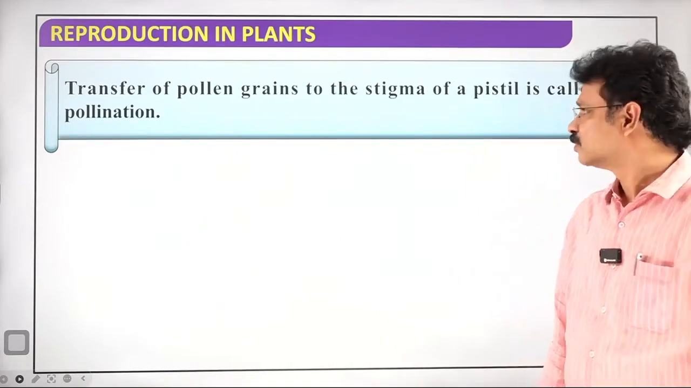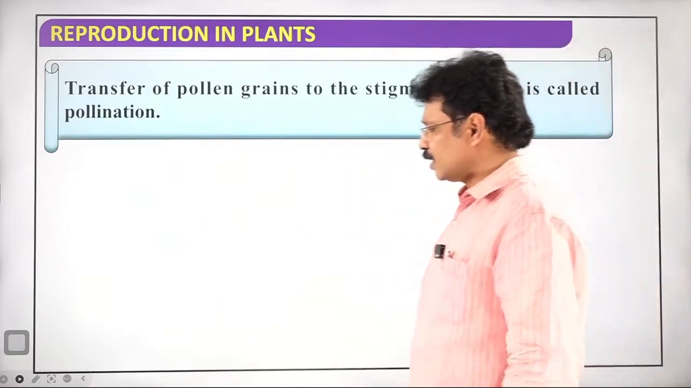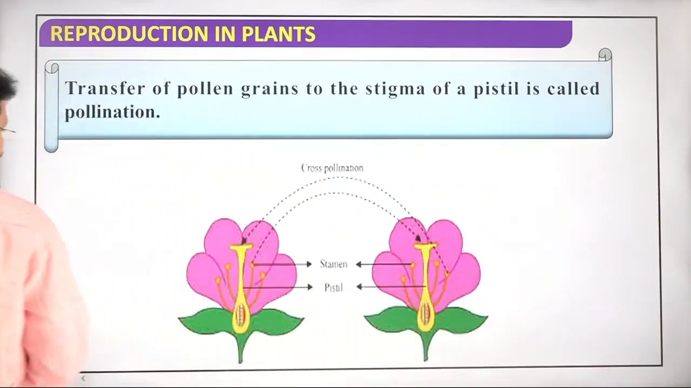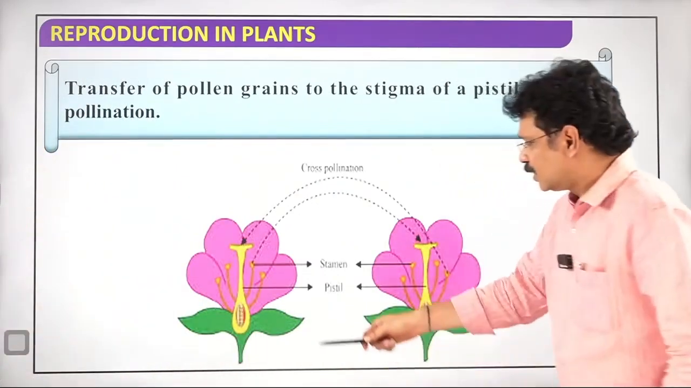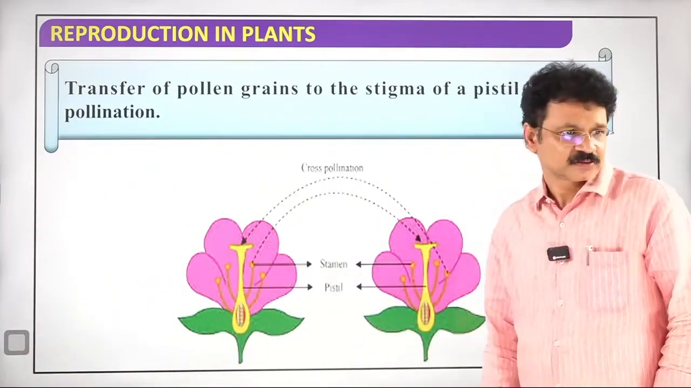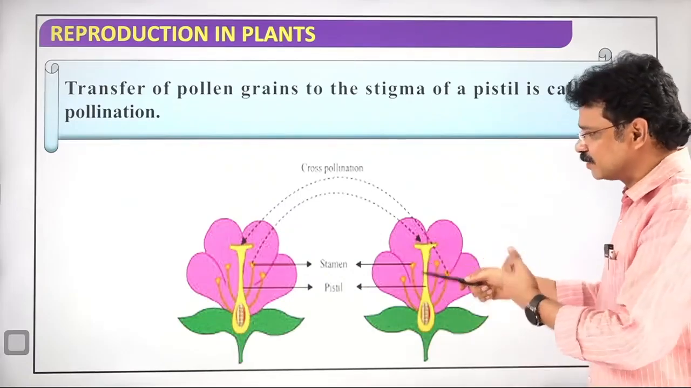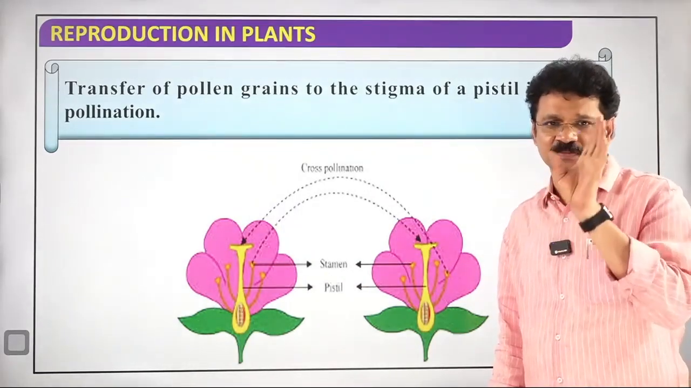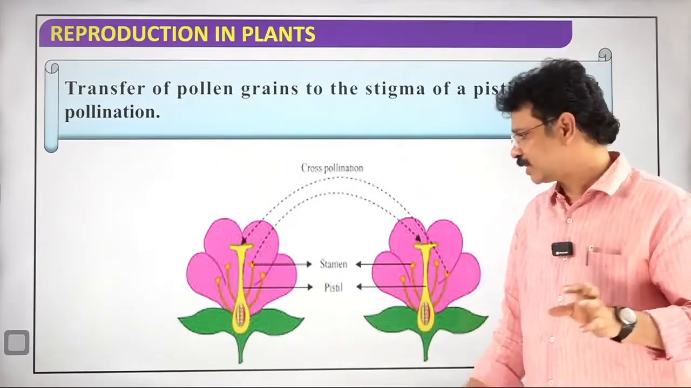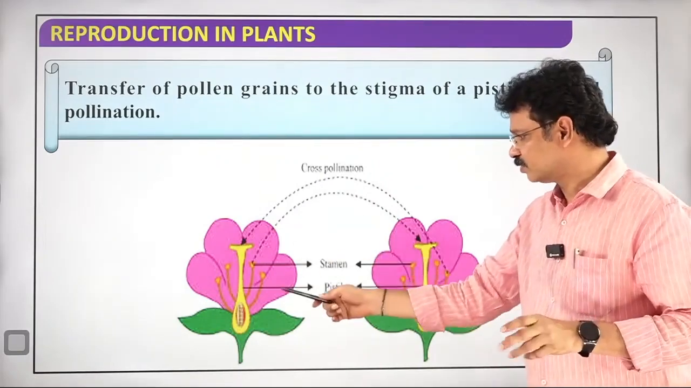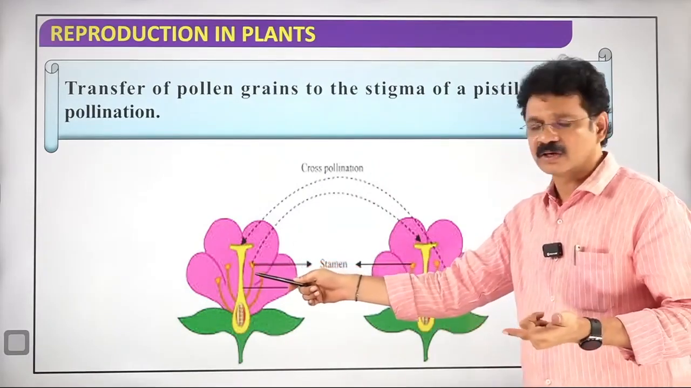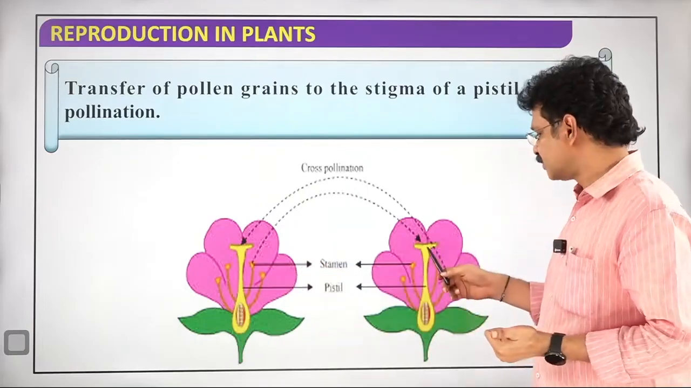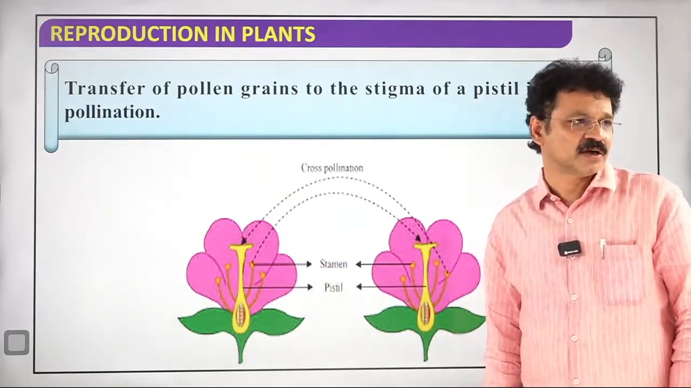Transfer of pollen from anther to stigma. Observe here. Anther is the pollen producing site. Stigma is the pollen accepting site. In this pollination, one should be donor, another should be acceptor. Who is the donor in this pollination mechanism? Anther is the pollen donor. Stigma is the pollen acceptor.